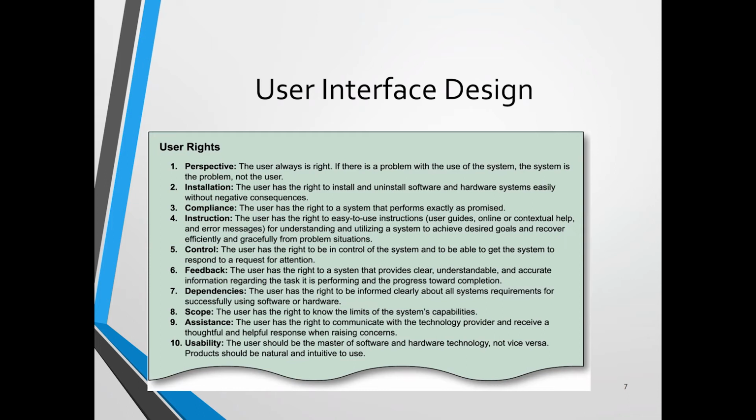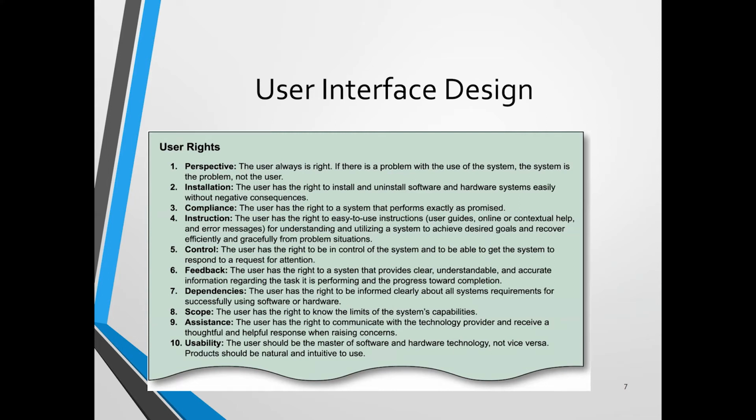Number 5, control: users have a right to control a system and to get the system to respond to a request for attention. Number 6, feedback: users have a right to a system that provides clear, understandable, accurate information regarding the task being performed and progress toward completion. Number 7, dependencies: they have the right to be informed clearly about system requirements for successfully using software or hardware.